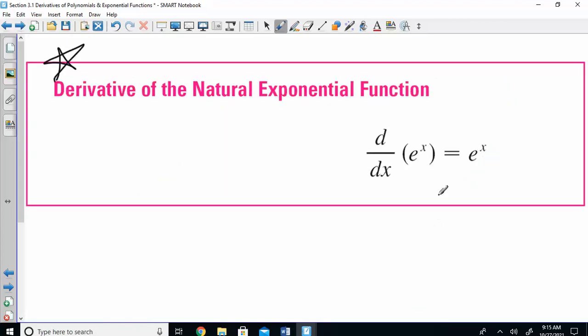But what you need to know is e to the x is really nice because the derivative of e to the x is e to the x. The derivative does not change it. So that is the thing that from now on we will accept as fact. Derivative of e to the x is still e to the x. So let's do a couple problems involving those.